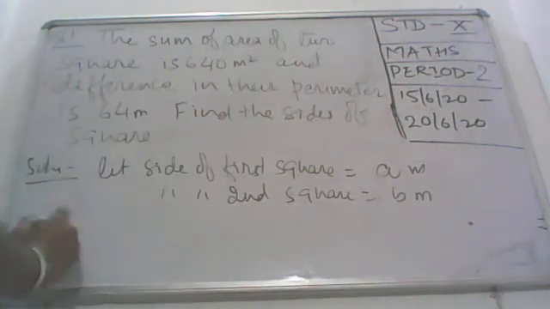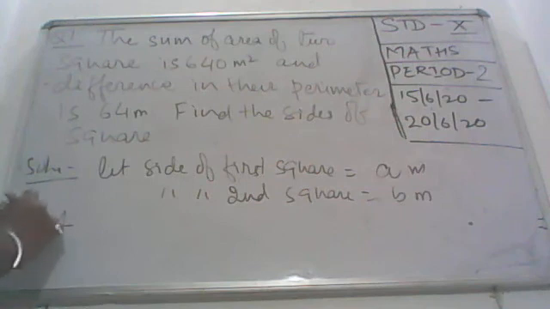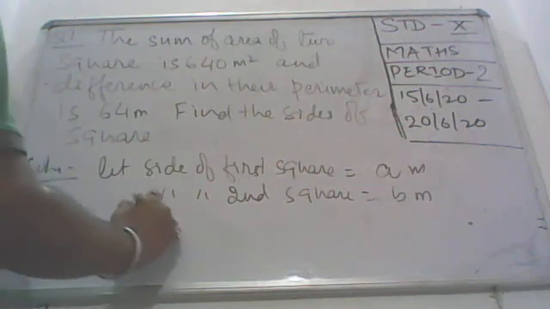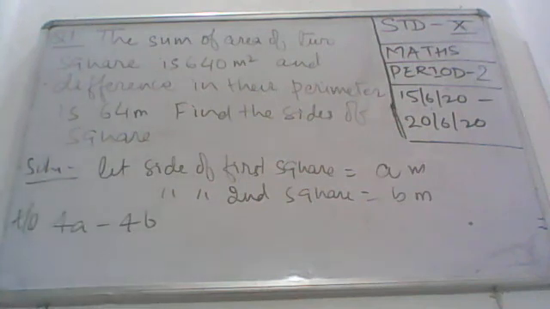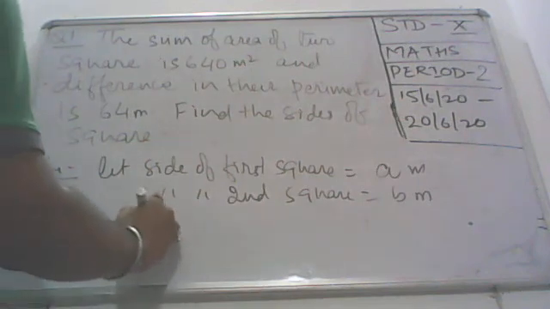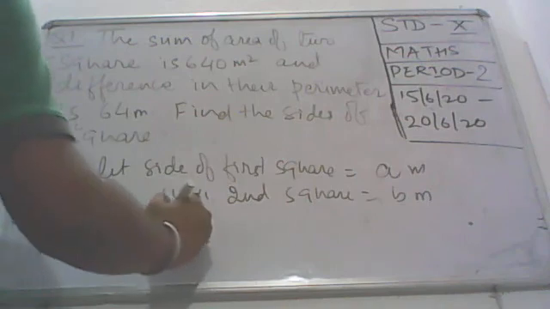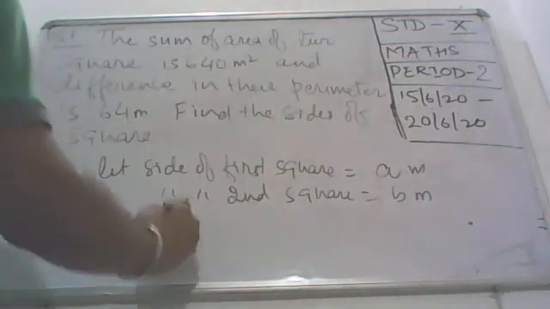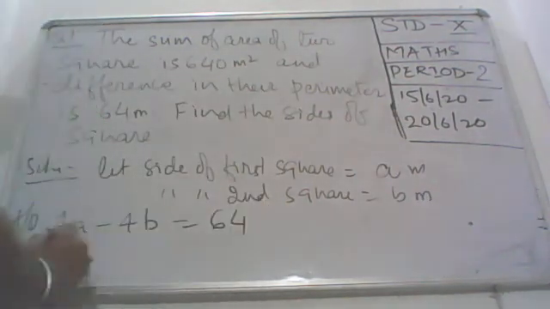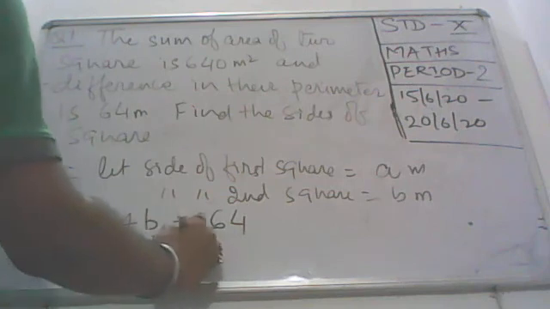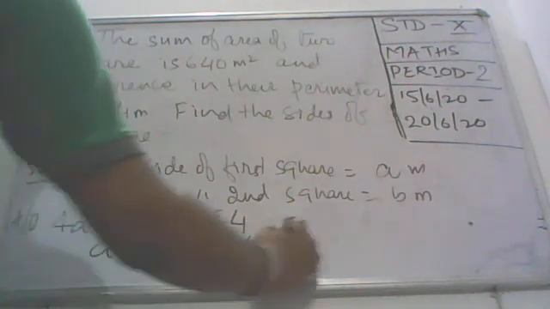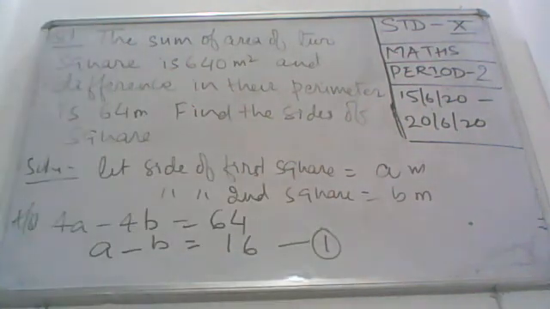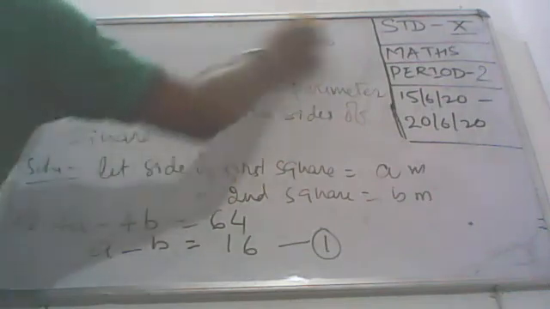That means according to the question, 4a minus 4b, that is the difference in perimeter. It is given here as 64. That means you can say here a minus b is equal to 16. Equation number 1. We have got our equation number 1: a minus b is equal to 16.